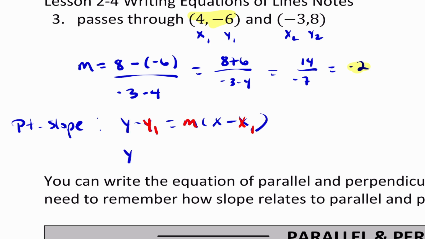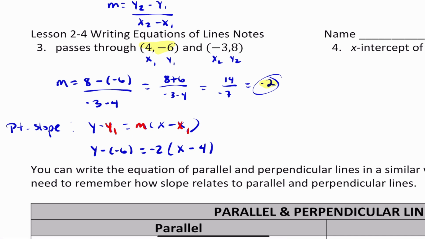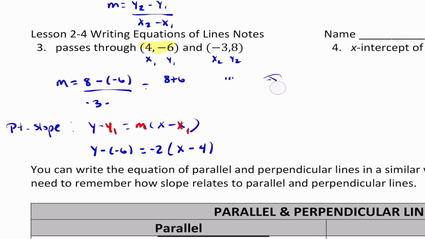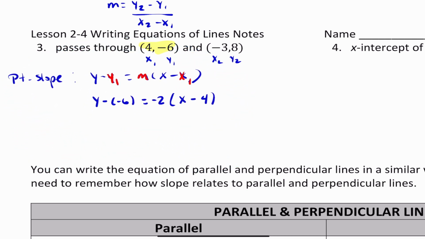So I have y minus -6 equals, my slope is -2, the one that we found, times x minus 4. Okay, and then let me move stuff up. Actually, let's get rid of this. We already found the slope, right? So that's -2 over there. And I just want to move stuff up. So then this is y plus 6 equals -2 times x minus 4.